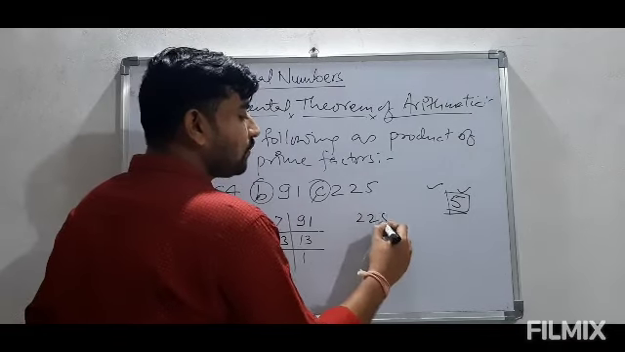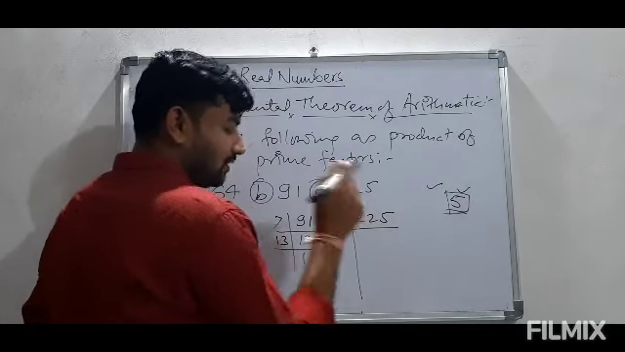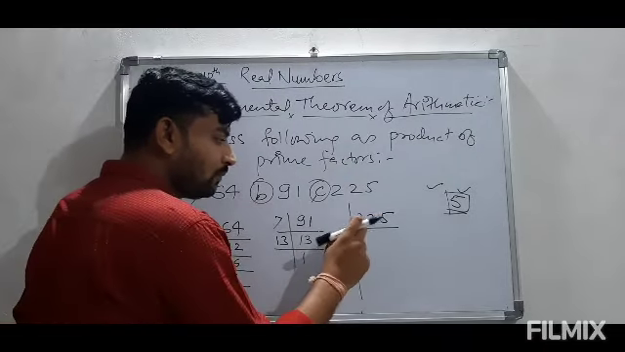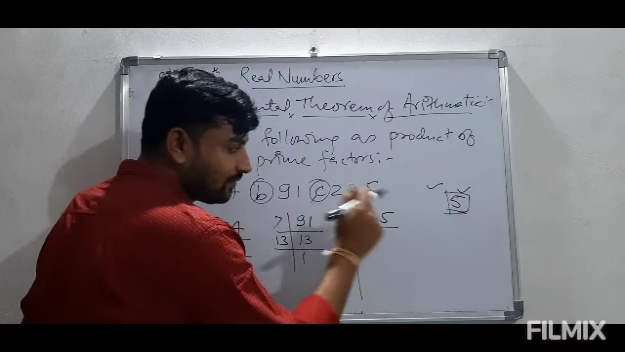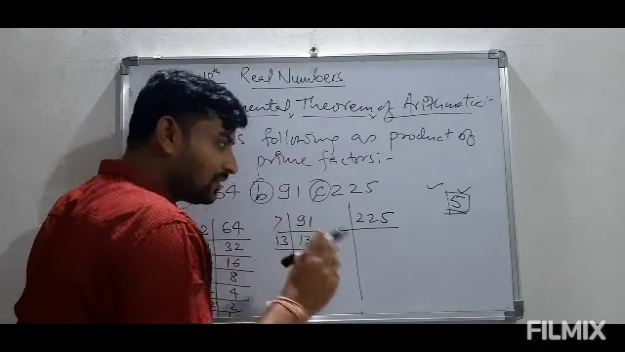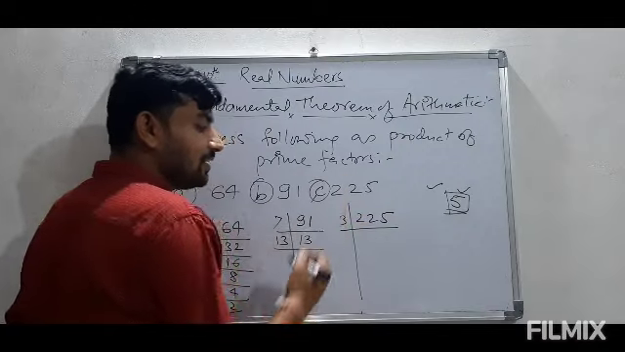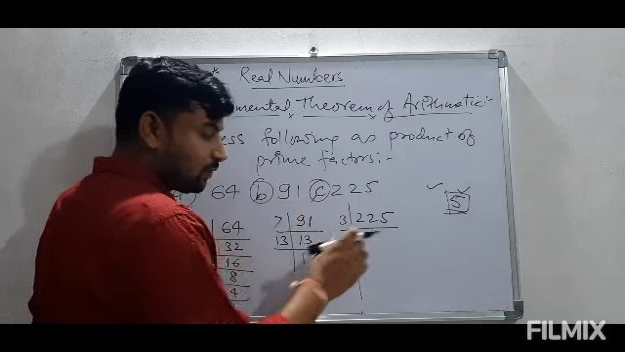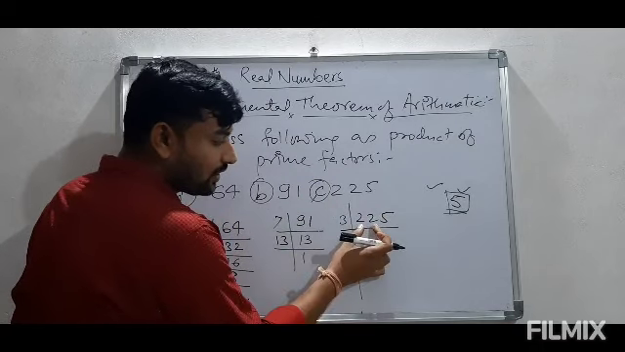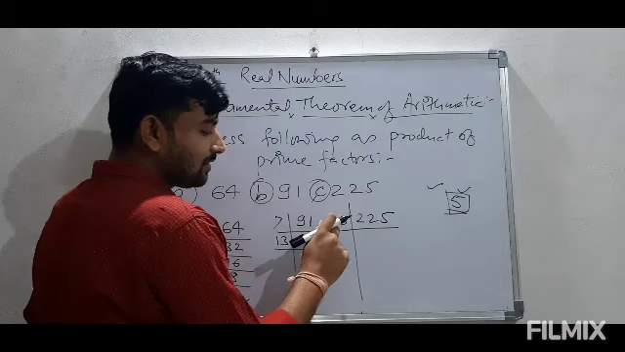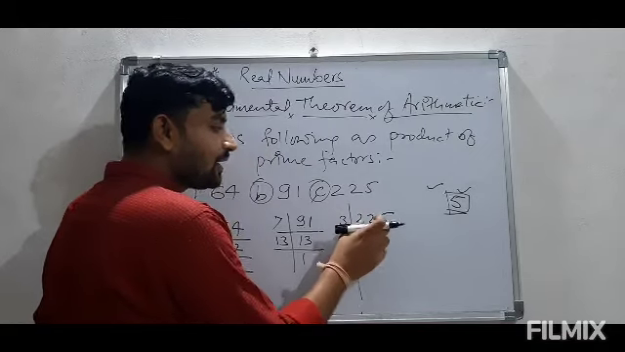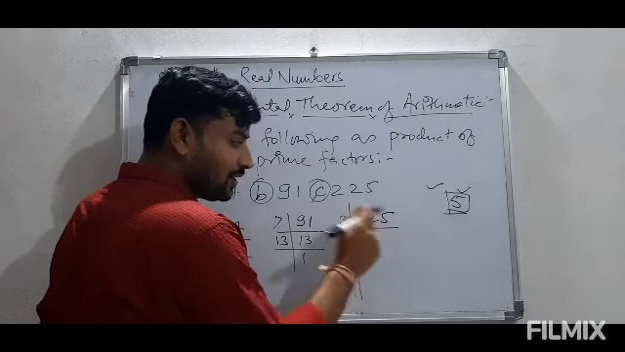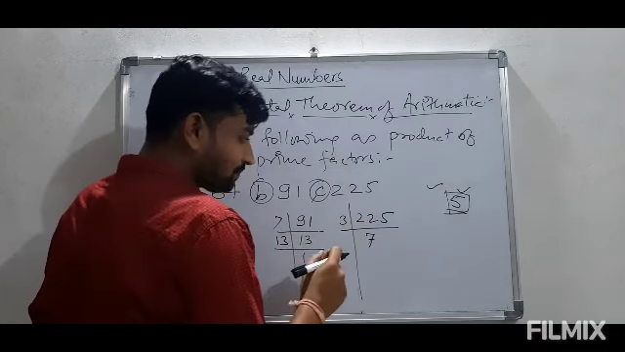Now 225. This is not even, so we have to skip 2. Now think about 3. 2 plus 2 is 4, 4 plus 5 is 9. 9 is divisible by 3, so this number will be divided by 3. Divided by 3, what will we get? This 2 is not divisible, so we will consider 2 digits at a time. 22 is there, so in the table of 3 the nearby number is 21, so that comes in 7. So 3 sevens are 21, 1 will remain as the remainder.